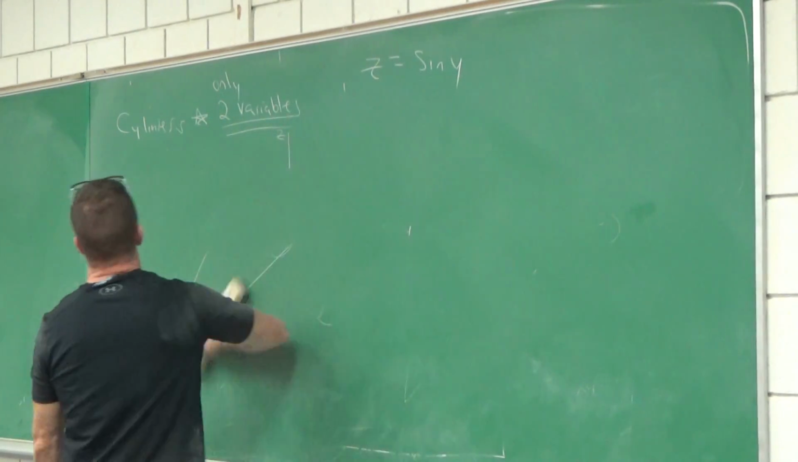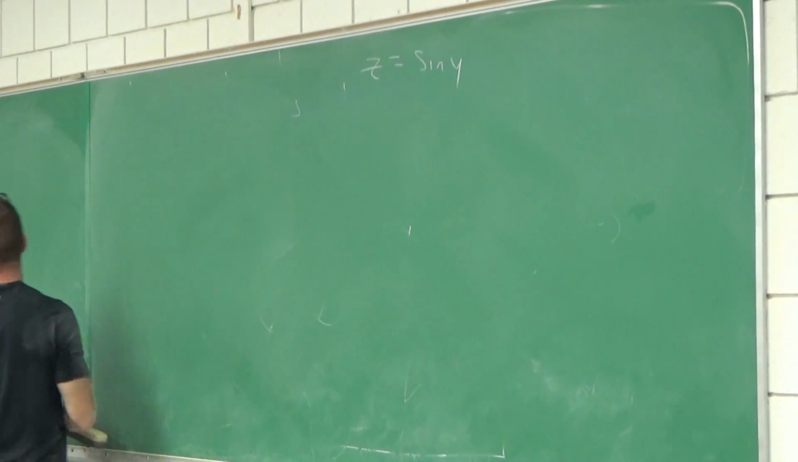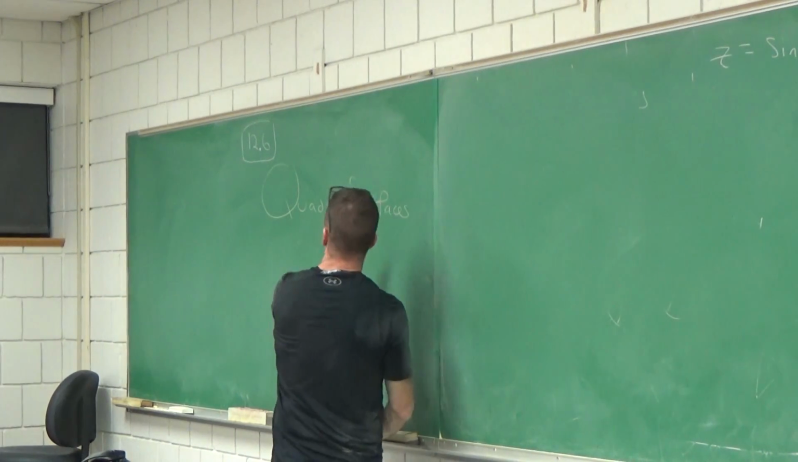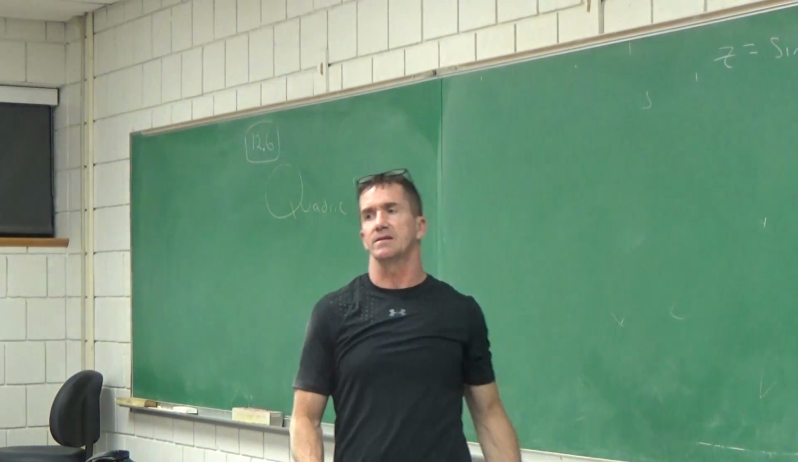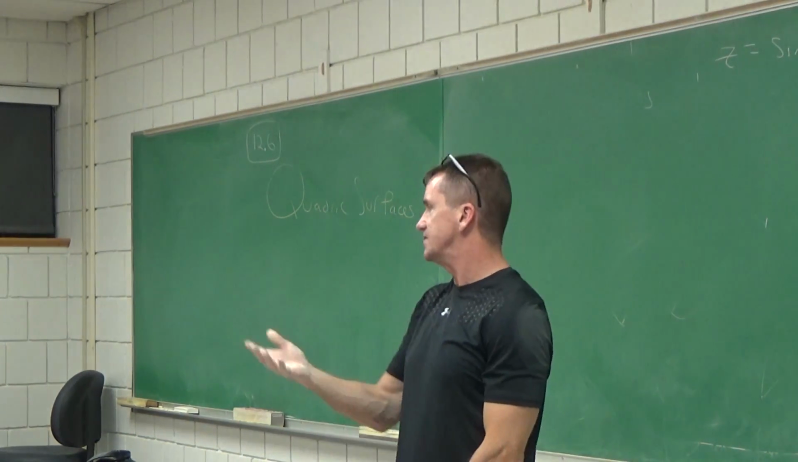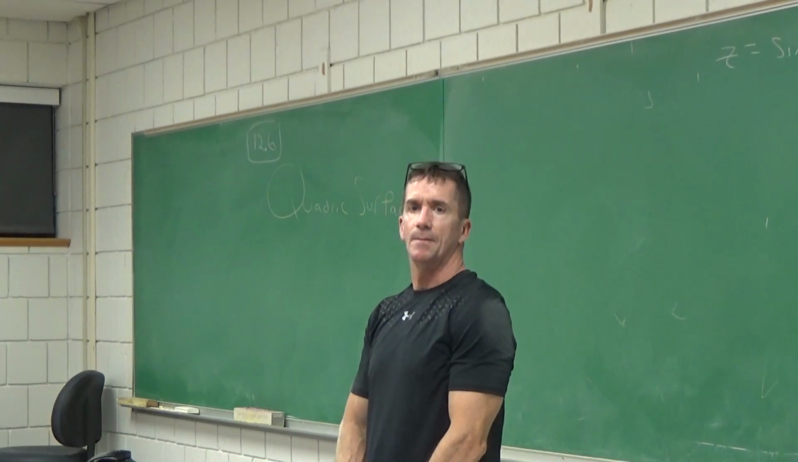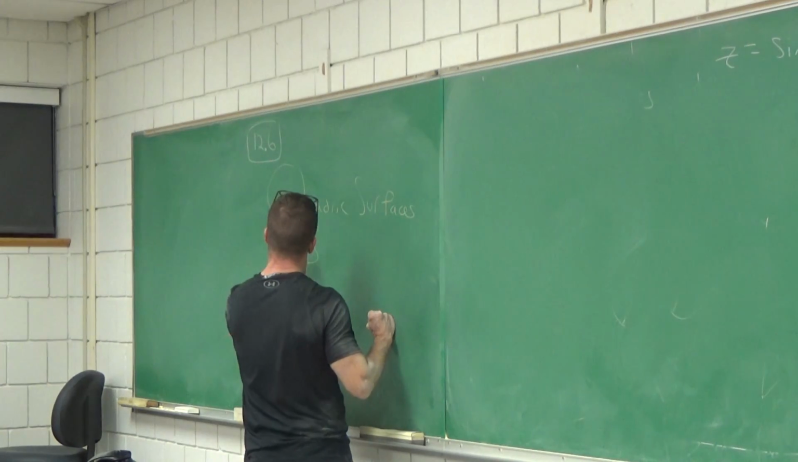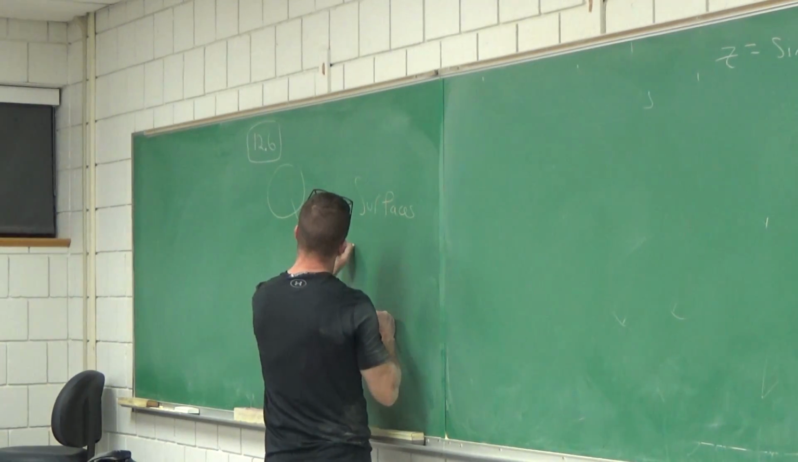Let's do quadratic surfaces. How many variables will we have in quadratic surfaces? 3. So we already know about a plane. What's a plane? Like 2x plus 3y plus 5z equals 8 or something, right? But the key about quadratic surfaces: how many variables? 3 variables. All right.